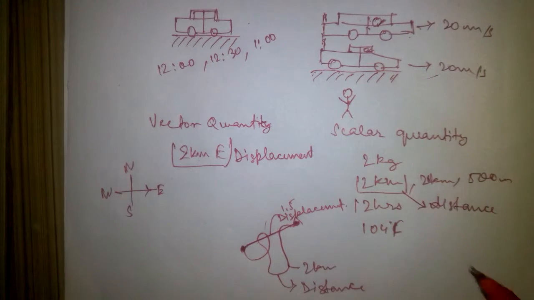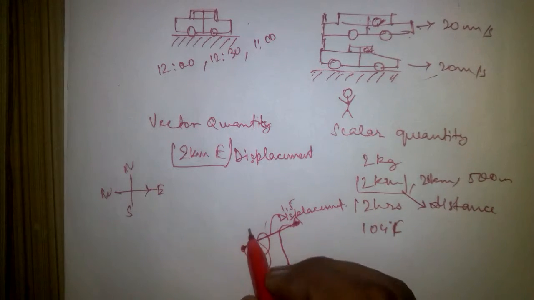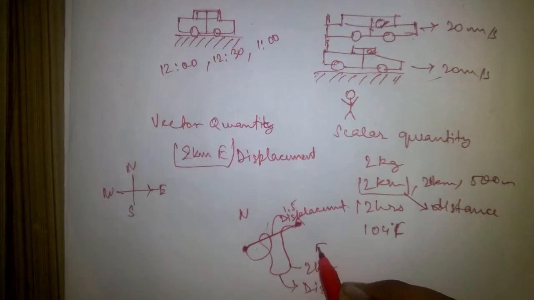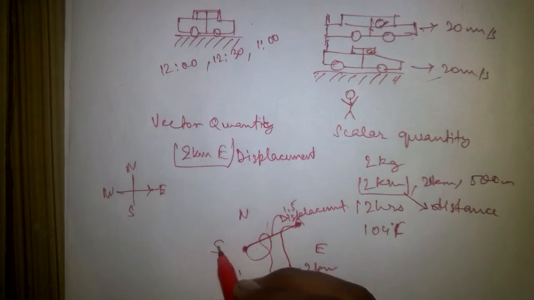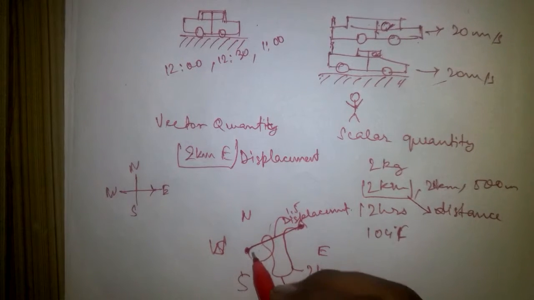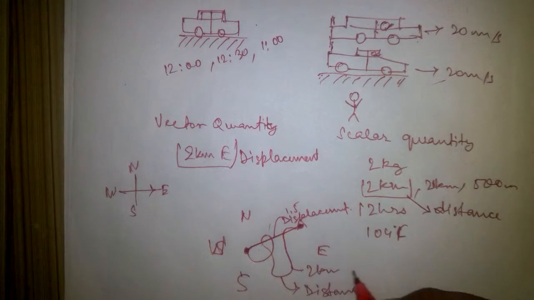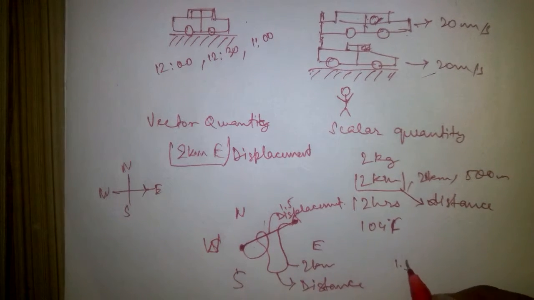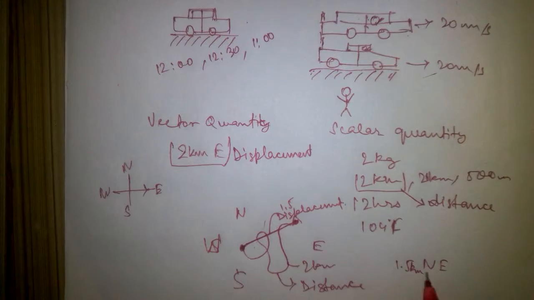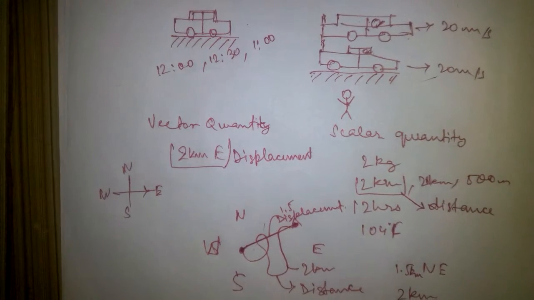So displacement is a vector quantity, because suppose this is north and this is east and this is south and this is west, then the displacement of your school from your home is 1.5 kilometers northeast. Okay, so this is the displacement from your home to your school. But you write the distance only as 2 kilometers. So this was all about vector and scalar quantities.